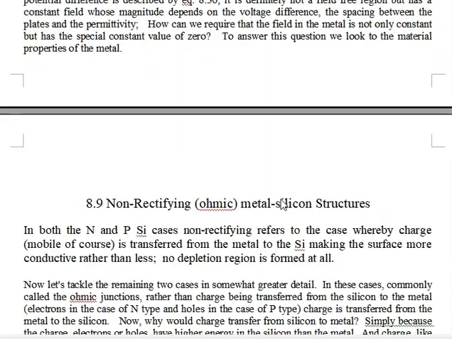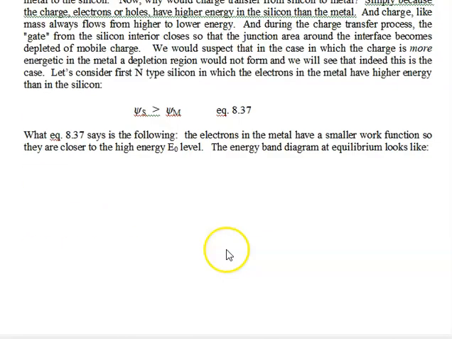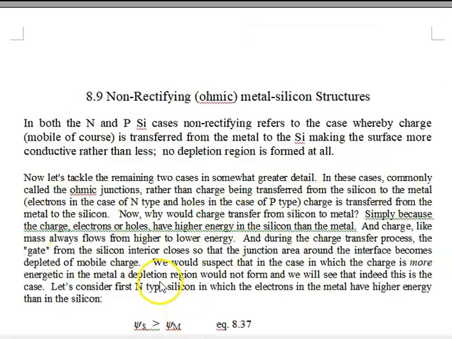Okay, so actually we'll probably stop here, and then next time, I'll just mention non-rectifying, because I'm not going to go through all of this material here. This is actually, I think, somewhat extraneous, because the big deal in non-rectifying, in both N and P silicon cases, is that non-rectifying refers to the case wherein charge, and here we're talking about mobile charge, is transferred not from the silicon to the metal, which makes a depletion region, but rather from the metal to the silicon. So it makes the silicon surface even more conductive than it was before. And therefore there is no depletion region, and there is no electric field in the silicon at the metallurgical junction.